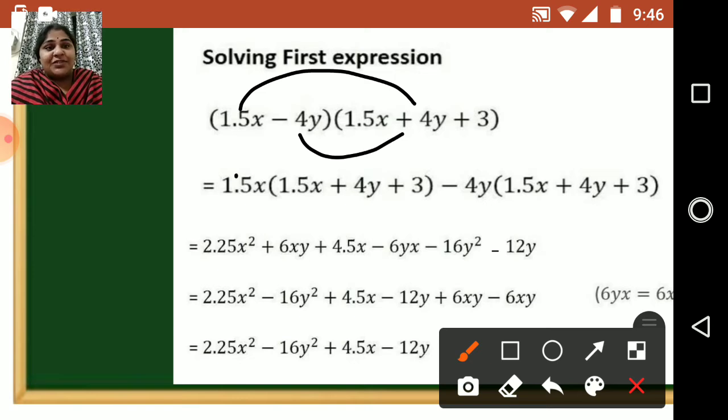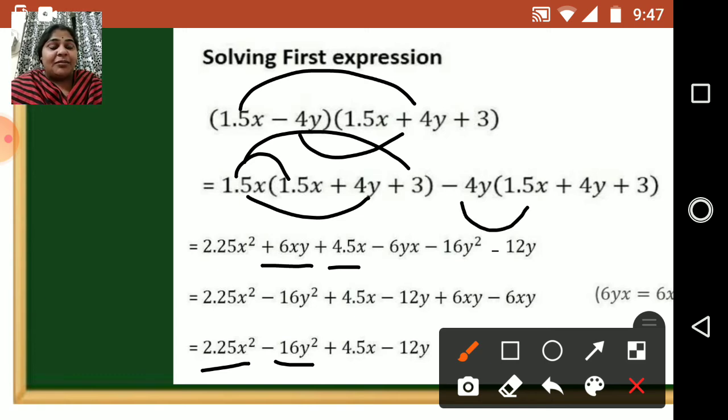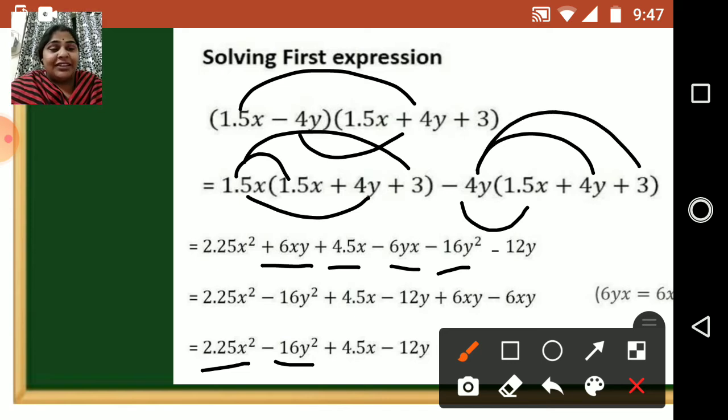So 1.5x multiplied by 1.5x will be 2.25x square. 1.5x multiplied by 4y is 6xy. 1.5x multiplied by 3 is 4.5x. Now here negative 4y multiplied by 1.5x will be negative 6yx. Negative 4y multiplied by positive 4y will be negative 16y square. That is, 4 4s are 16. Negative 4y multiplied by 3, 4 3s are 12.